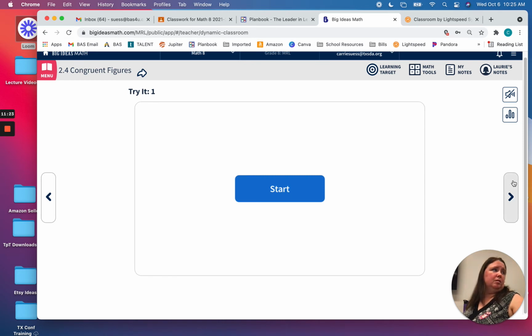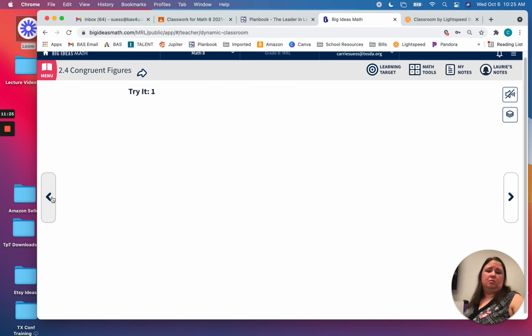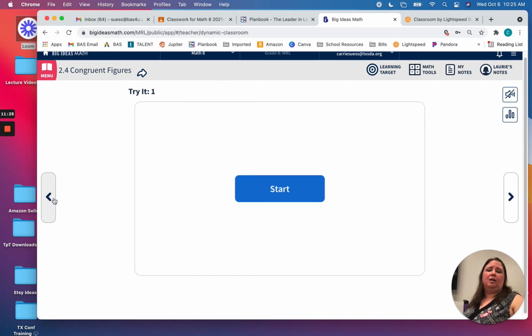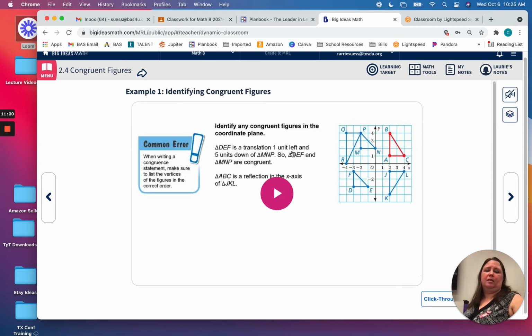Just one for the moment. So we don't have to write anything for the example? Good question. I would like you to write the wordings. The triangle DEF and triangle MNP are congruent. Just that part. I'll open it back up.